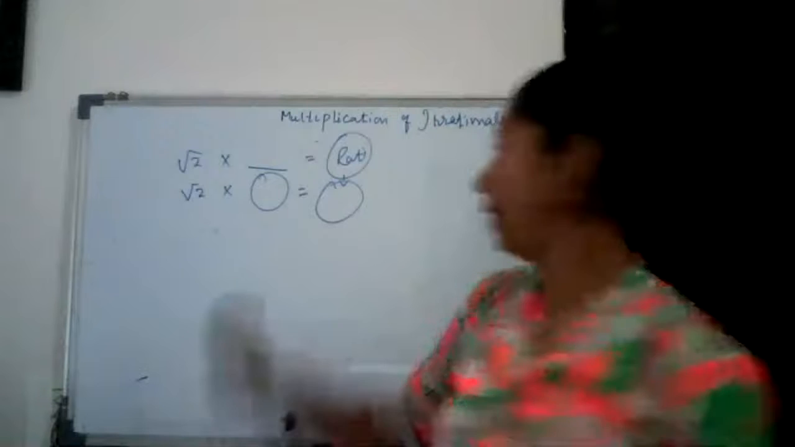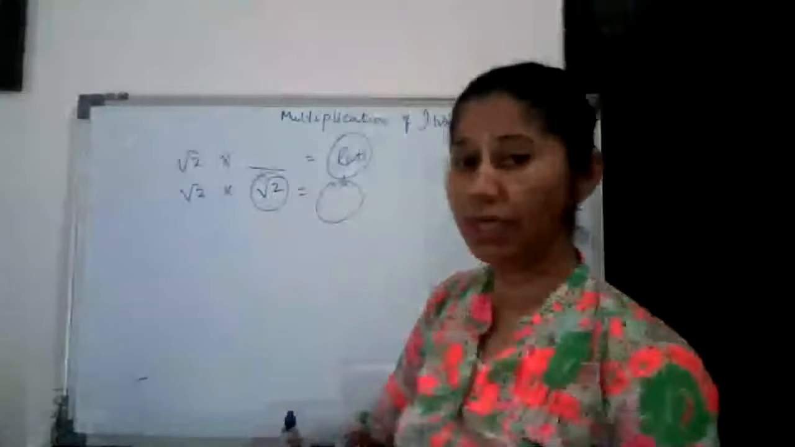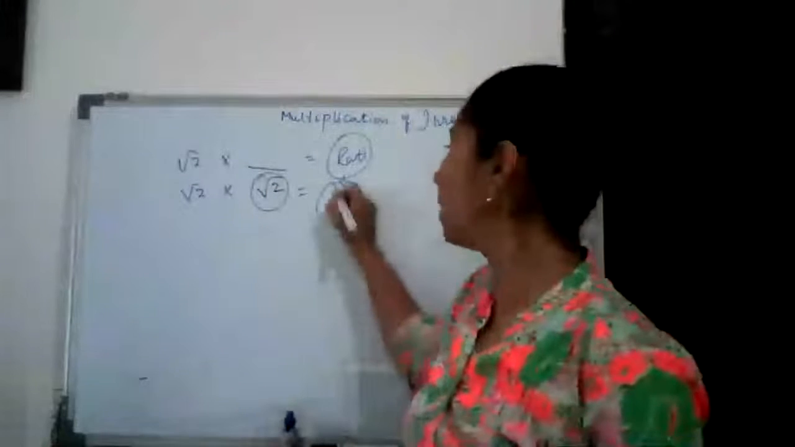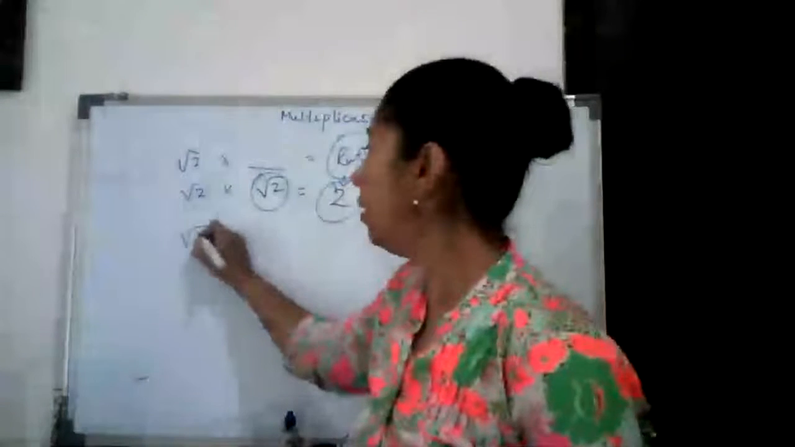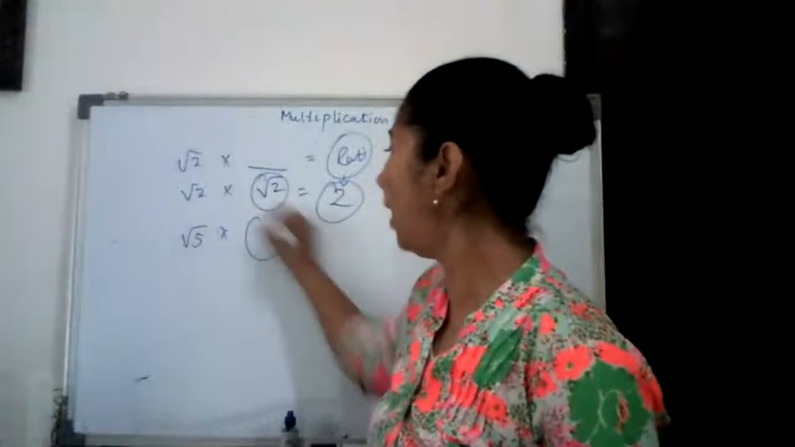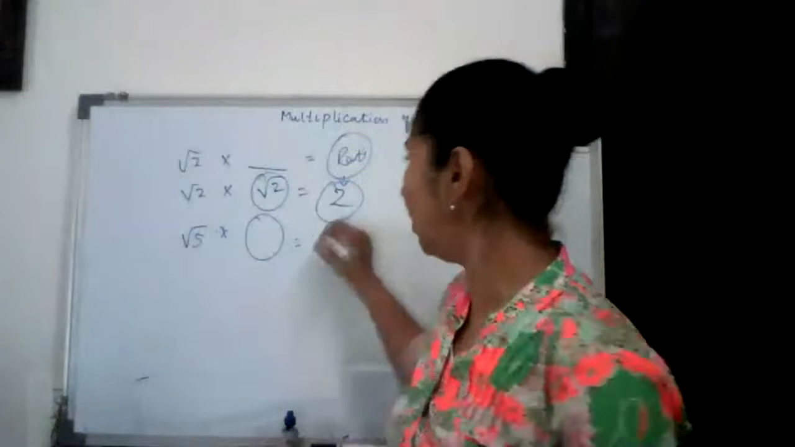Yes, very good everyone. Root 2. Yes, so if we multiply root 2 by root 2, what answer do we get? 2. Very good children. Similarly here, what should we multiply to root 5 to get the answer as a rational number?